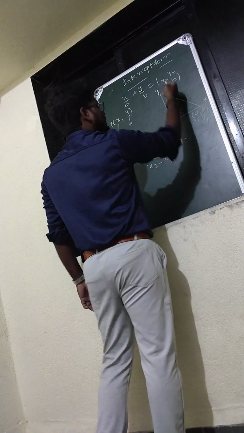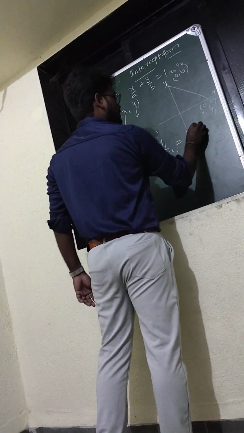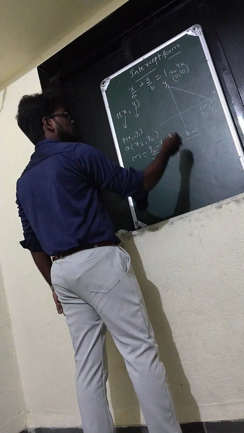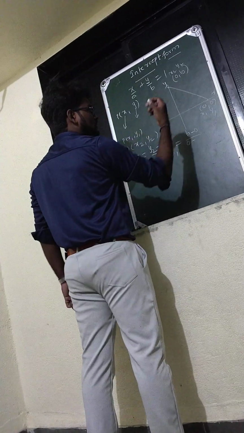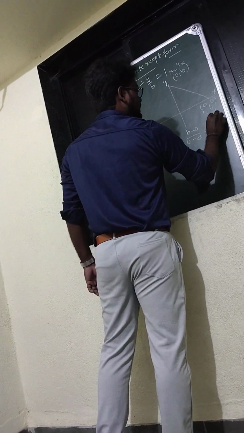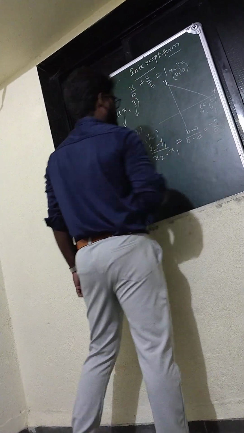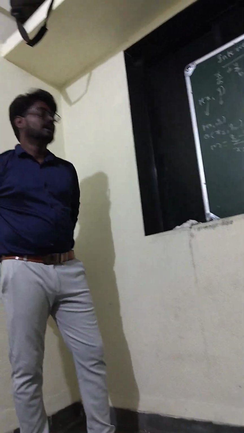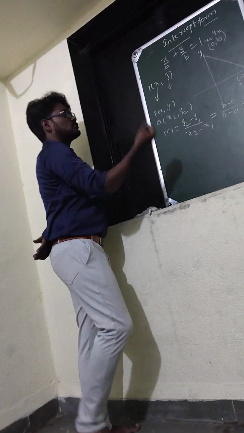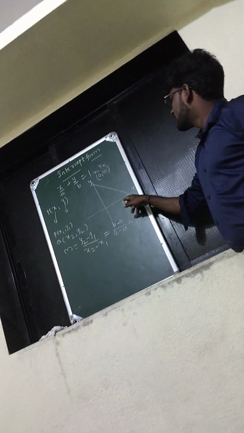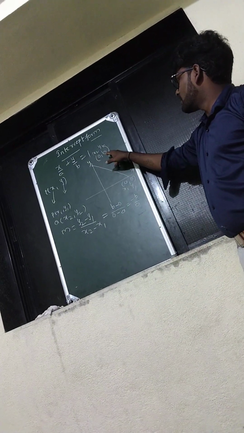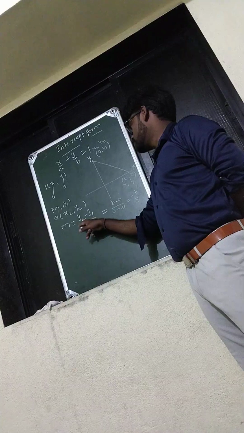What is the value of y2? b. What is the value of y1? 0. What is the value of x2? 0. What is the value of x1? a. So minus b by a. And this is the two-point slope form. Here a comma 0 and 0 comma b, two-point slope form.